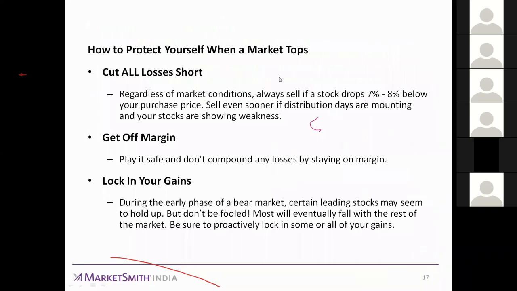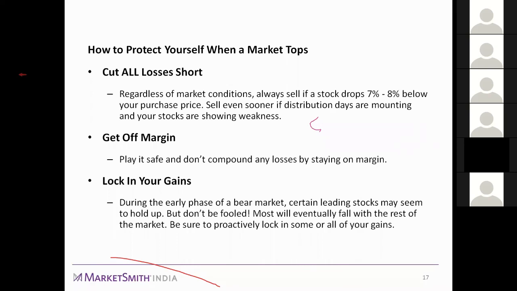So finally, we'll discuss how you can protect yourself when the market is topping. The first thing is, it's nothing new. We have discussed today, and in previous webinars also, that regardless of market conditions, one sell rule is to sell the stock the moment it hits 7 to 8% below your purchase price. When it's falling more than 7 to 8% below your purchase price, you should be thinking of selling that stock, and sell even sooner if distribution days are mounting and your stocks are showing weakness.